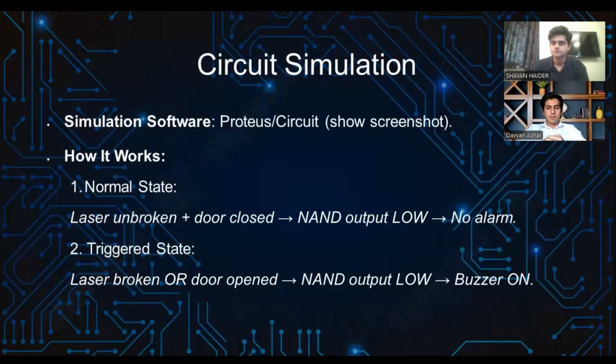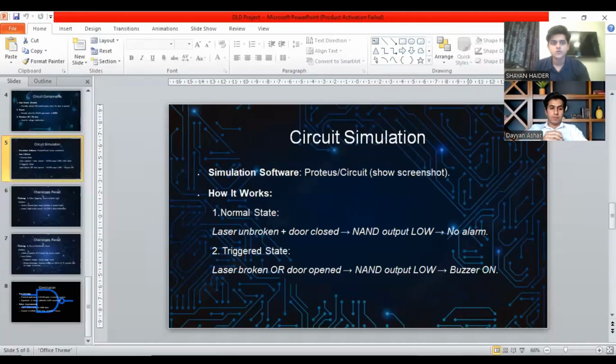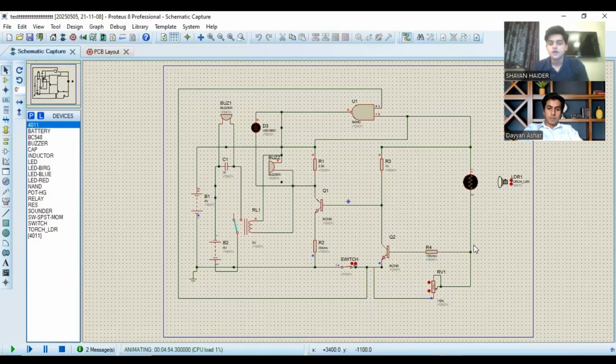Next, the circuit simulation will be explained by Shayan. So coming towards our circuit simulation, you can see that we have designed our project on Proteus. As previously discussed, we have used a NAND gate IC, whose one input is connected to the LDR and the other is connected to the switch. The output is connected to the buzzer.